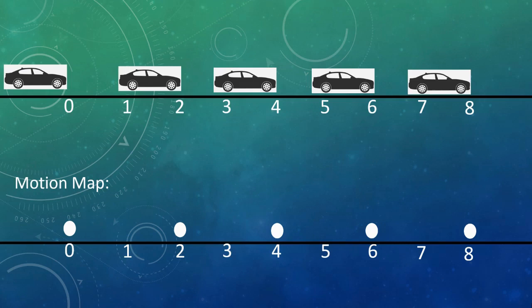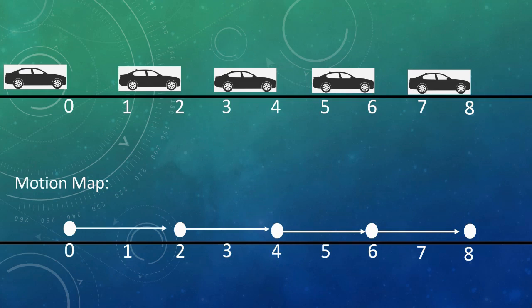Next step is to draw an arrow from the dot that goes almost all the way to the next dot, just like that. Because the car was moving to the right, we draw the arrows pointing to the right as well. Okay, so that's what the motion map looks like.